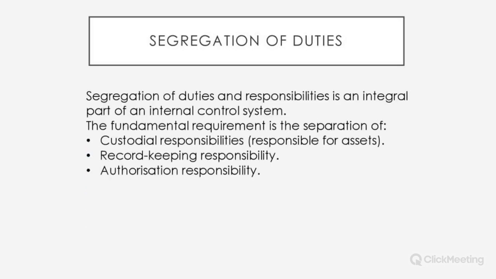Then moving on, segregation of duties and responsibilities is important to an internal control system, and the fundamental requirement within the revenue cycle is that the business should not mix custodial responsibilities, record keeping responsibilities, and authorization responsibilities. Keep in mind that these combinations should be avoided. Here they are.